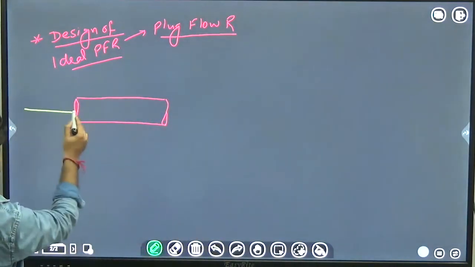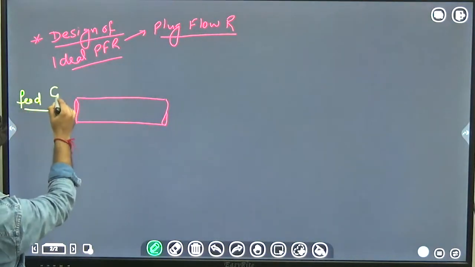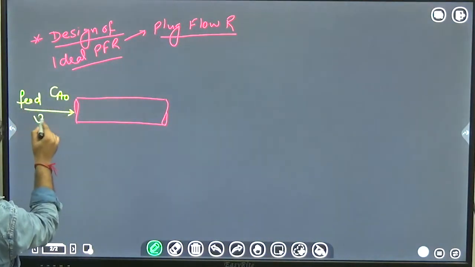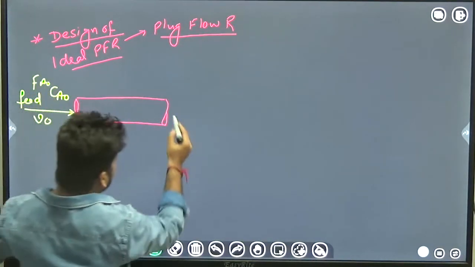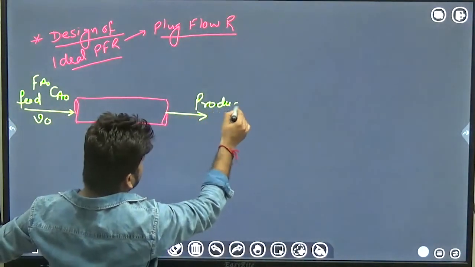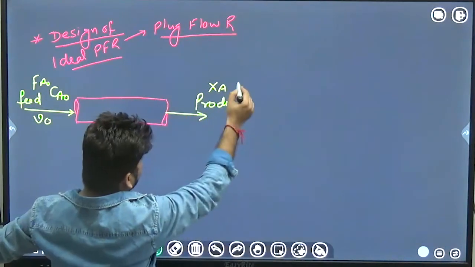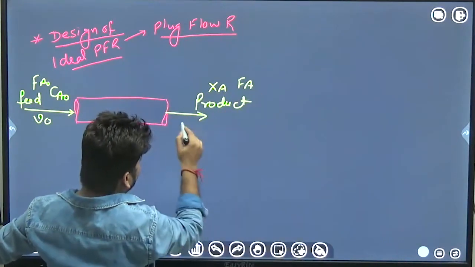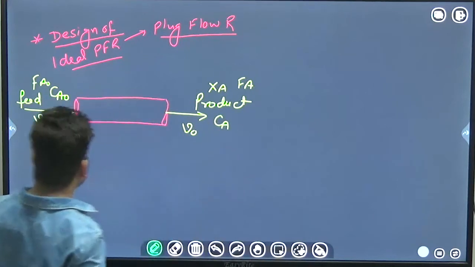We are supposed to send the feed from one end, having concentration Ca0, volumetric flow rate V0, molar flow rate Fa0. And we are supposed to get the product on the other end. Conversion is Xa, molar flow rate is Fa, volumetric flow rate will remain the same, V0, and concentration is Ca.